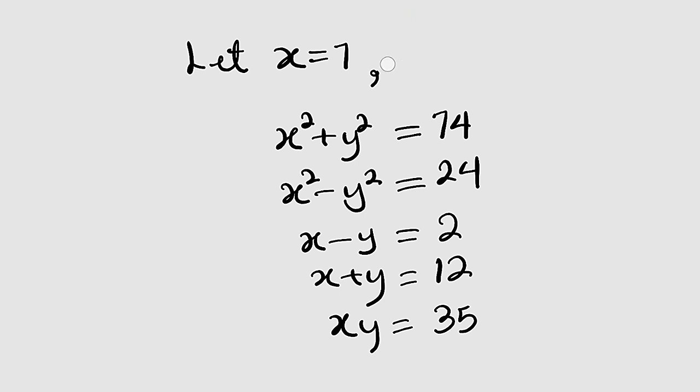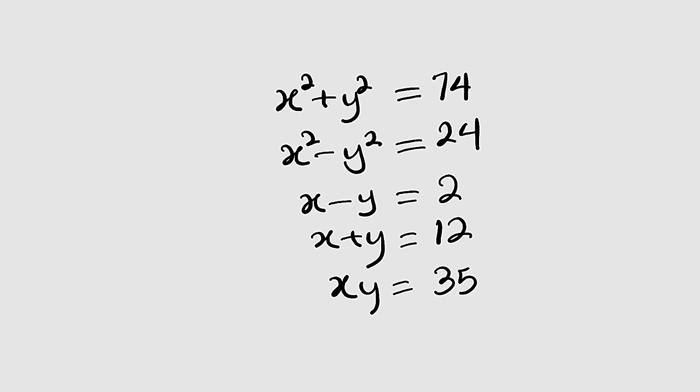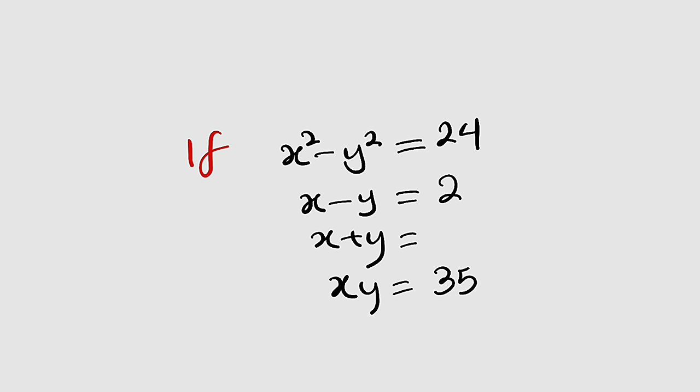Therefore, I will pretend I don't know this. All right. So if you want to ask a question in Olympiad, you may decide to delete some of these. I can say that if x squared minus y squared equals 24, x minus y equals 2, x plus y equals 12. So I may decide to remove this one. I can say that if x squared minus y squared equals 24, x minus y equals 2, x times y equals 35.